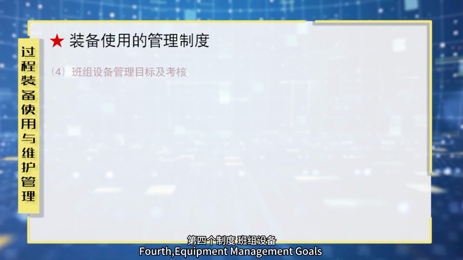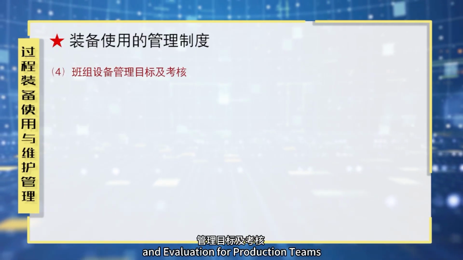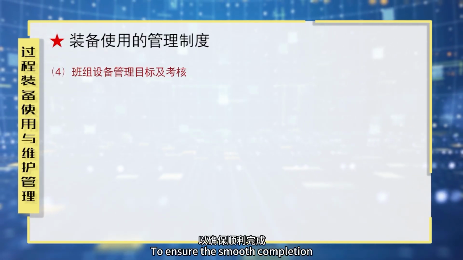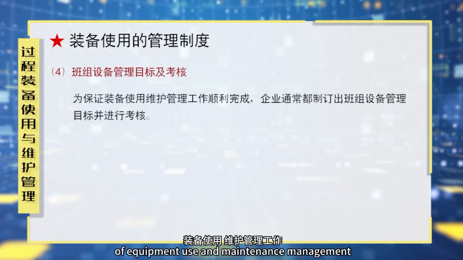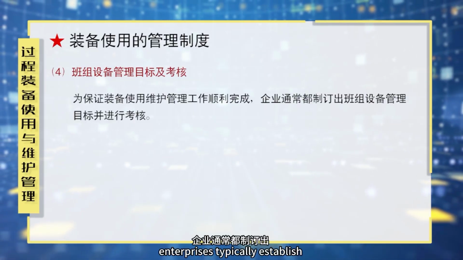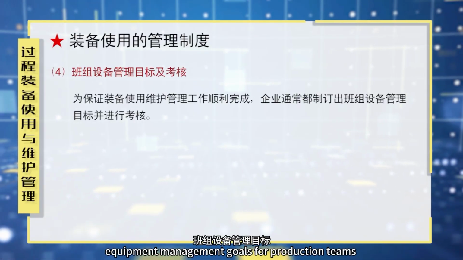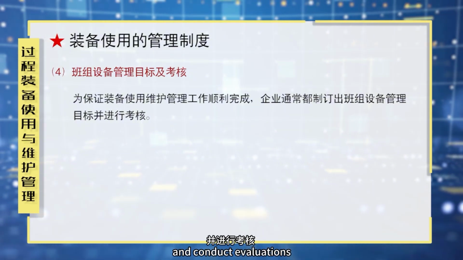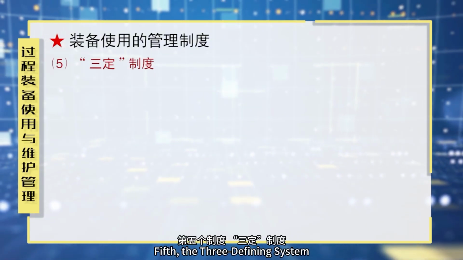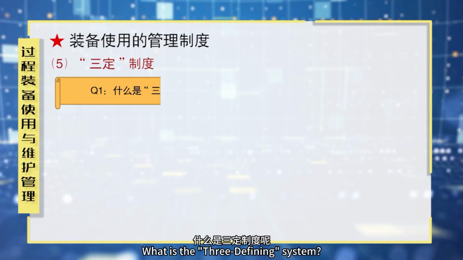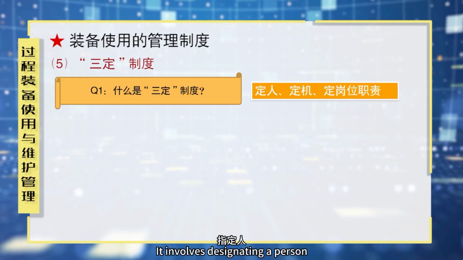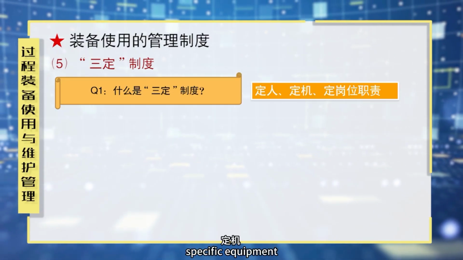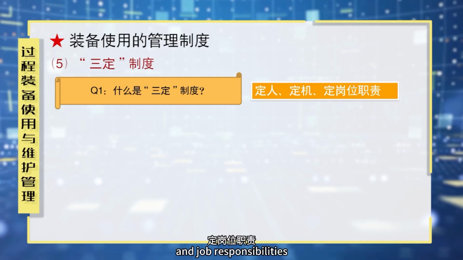Fourth, equipment management goals and evaluation for production teams, to ensure the smooth completion of equipment use and maintenance management. Enterprises typically establish equipment management goals for production teams and conduct evaluations. Fifth, the three defining system. What is the three defining system? It involves designating a person, specific equipment, and job responsibilities.